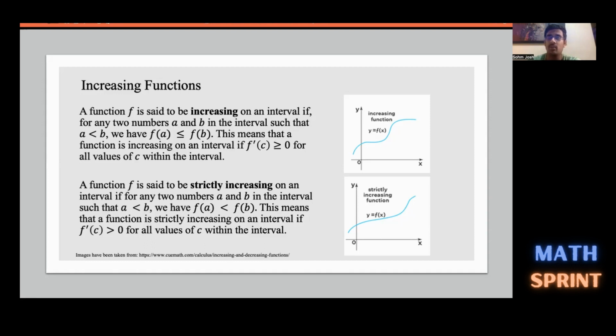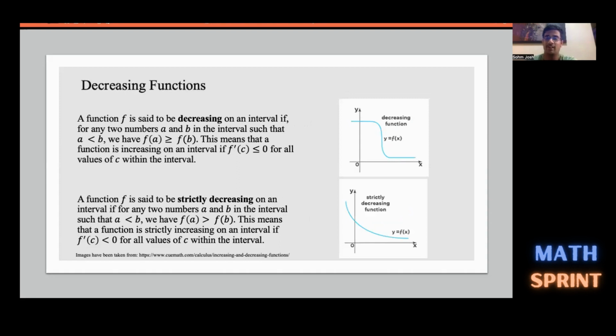In mathematics, the word increasing is actually different from strictly increasing. If a function is said to be strictly increasing, then f'(c) is just greater than 0. f'(c) is never equal to or less than 0 in the specified interval.